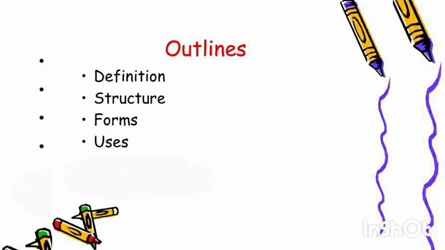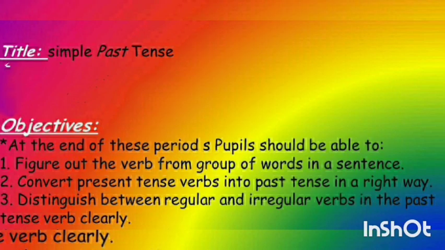Structure means how to frame affirmative, which means positive, negative, and interrogative, which means question type sentences using the simple past tense. We have also learned forms. Forms means present form, past form and past participle form of several regular and irregular verbs. And we have also learned the uses. I mean how to use or where to use the simple past tense. So today we shall revise all these things at a glance.